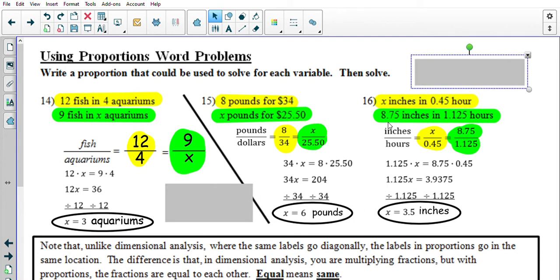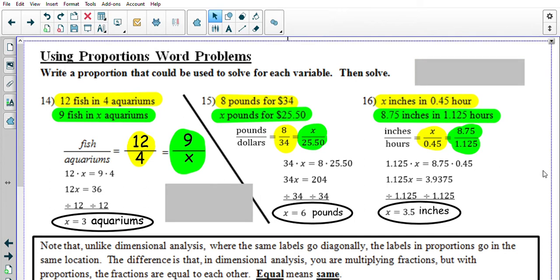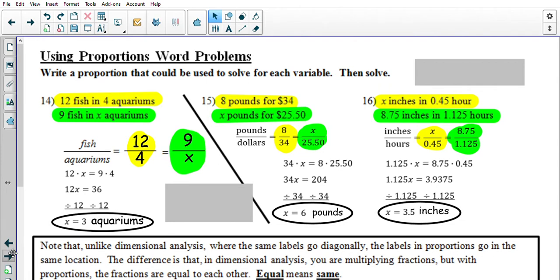I did have some Math 7 students when we were working through this ask, do we have to have the inches over hours or pounds over dollars off to the left? You don't need it, but if you are struggling at all, that's a great place to start.